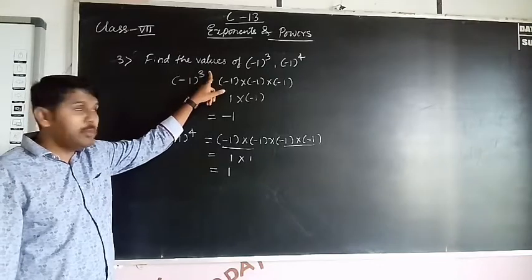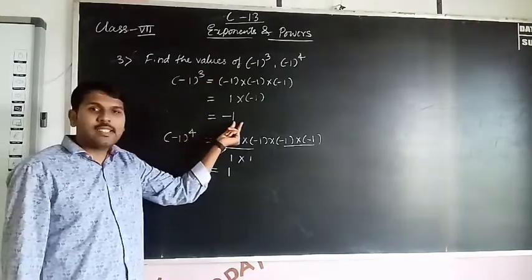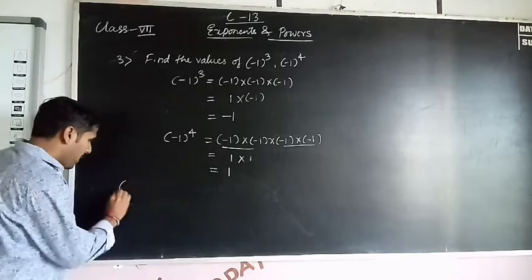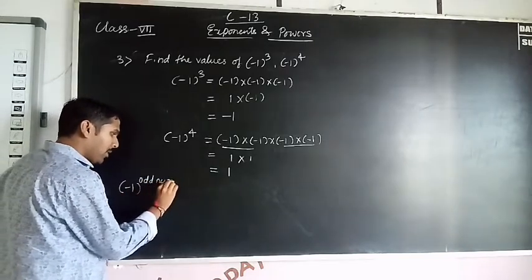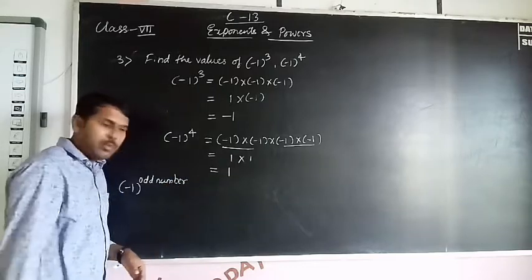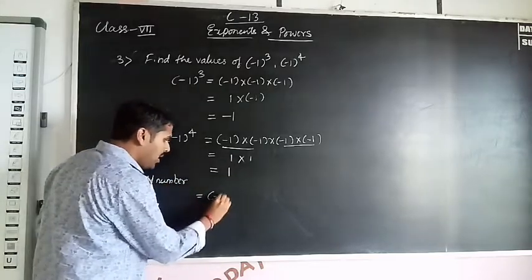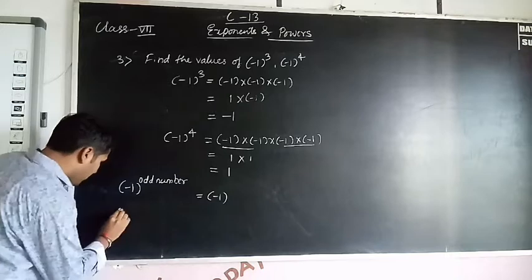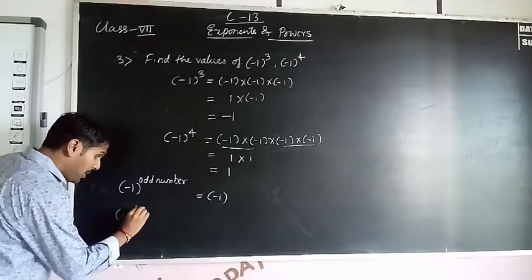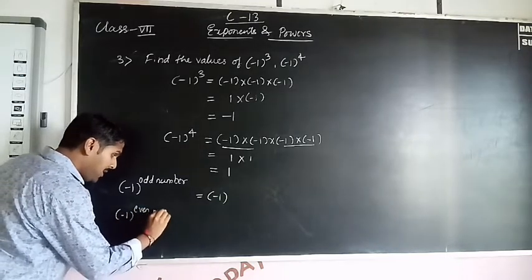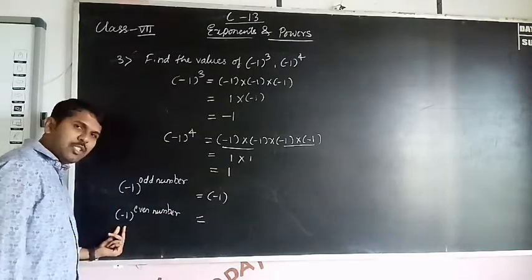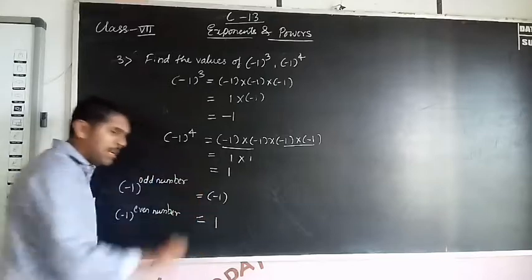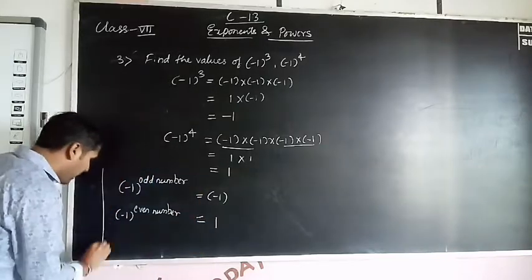So what you observe here is, minus 1 raised to an odd number power means you will get minus 1 as the answer. So minus 1 raised to an odd number, the power must be an odd number, then the answer is minus 1 only. If minus 1 is raised to an even number, if the power is an even number with base minus 1, the resulting answer is plus 1. So this is very important.